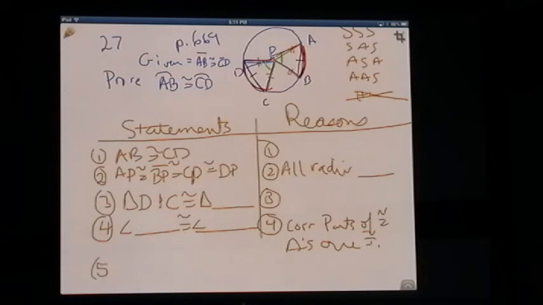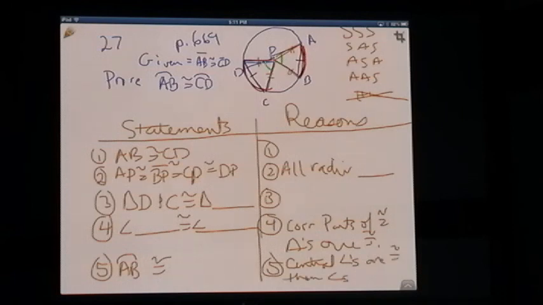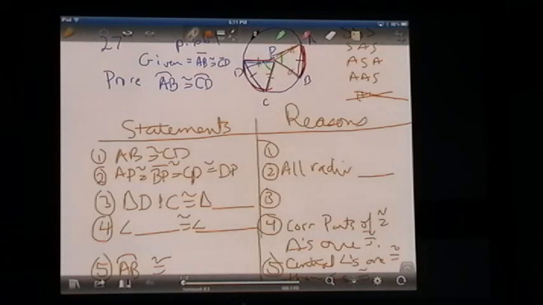Okay, and since these central angles are congruent, then we can prove what we're trying to prove, which is, and you can finish that up, and the reason would be because the central angles are congruent, then the arcs must be congruent. Okay, and that's proof number 27 on page 669. It's not beautiful, but it's legible, I think. Okay, remember you can always stop and rewind.